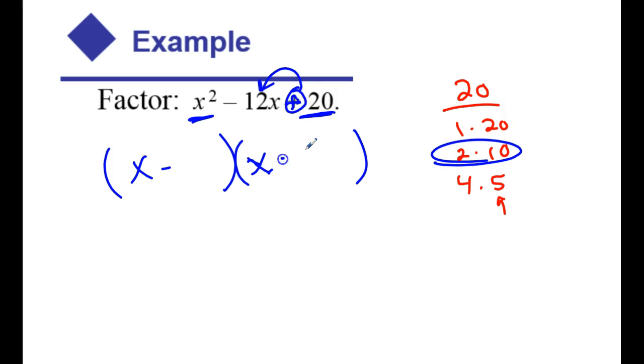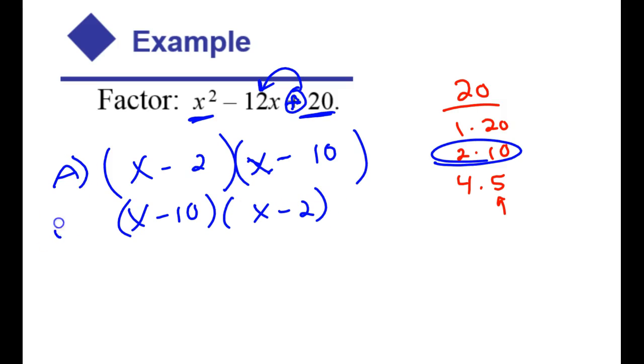They're both negative, so I'll put some negative signs in there. And we'll choose, it doesn't matter. You could go 2 and 10, or you could go 10 and 2. It doesn't matter because 5 times 4 is the same thing as 4 times 5. So either answer A or answer B works perfect for me.